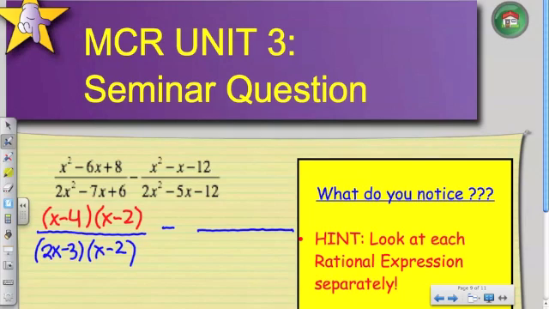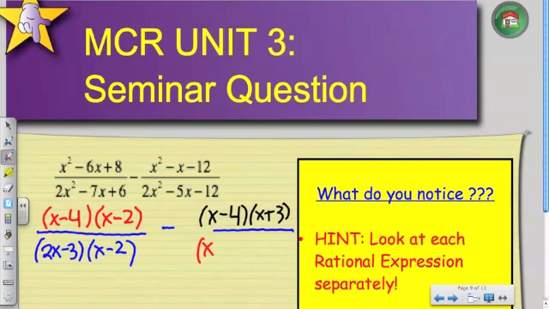X squared minus x minus 12. Austin, tell me what you have. X squared minus x minus 12. Yeah, x minus 4, x plus 3. Okay, finally, 2x squared minus 5x minus 12. What does that factor to? How come I'm only seeing my students? There we go. 2x plus 3. Yeah. 2x plus 3, x minus 4.